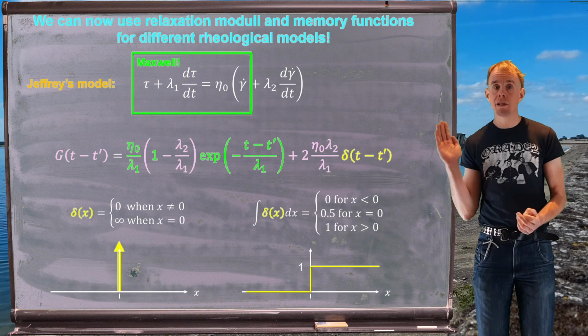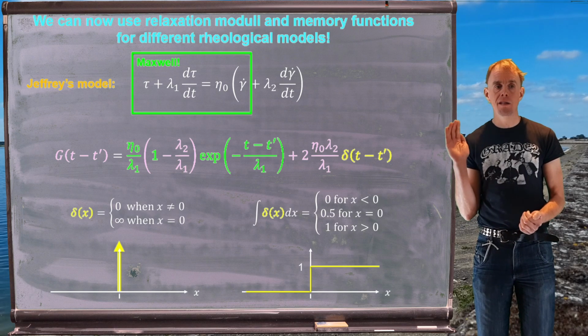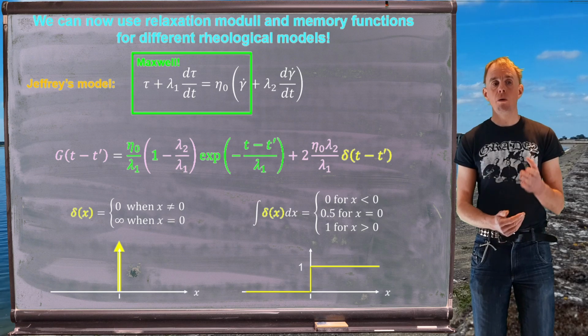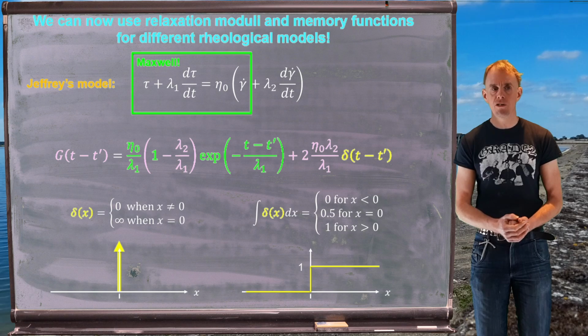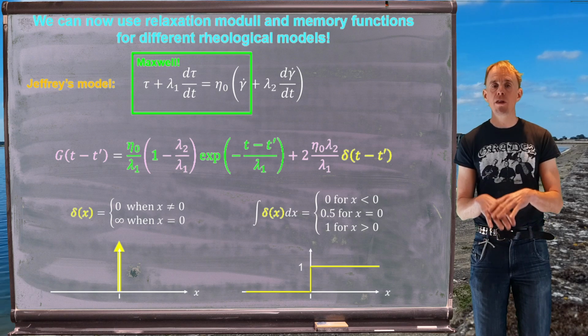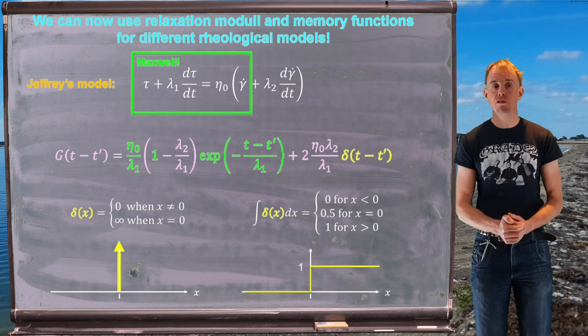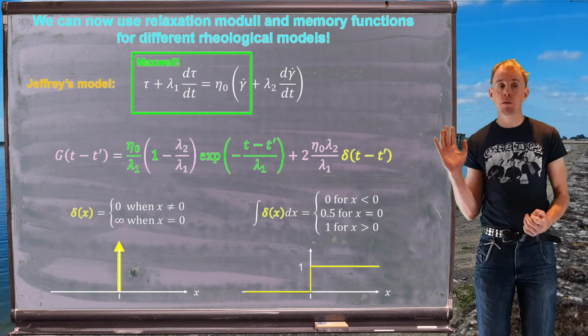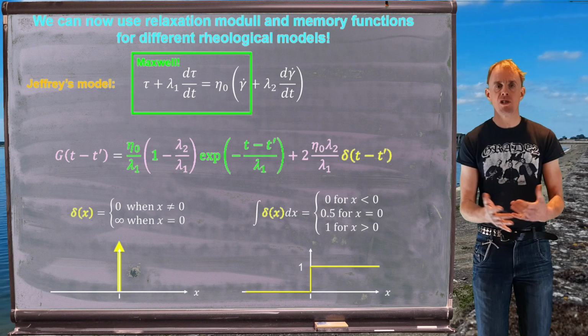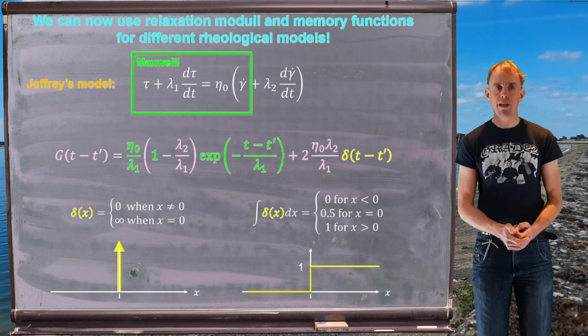And I'm talking about the integral of delta of t minus t dash because, of course, we end up integrating our relaxation modulus with respect to past time. And so whether or not that includes our measure of deformation depends on whether our deformation has been steady or not. So I've put that on the board as an example of a different formulation of a relaxation modulus, and it will have an associated different formulation of a memory function.